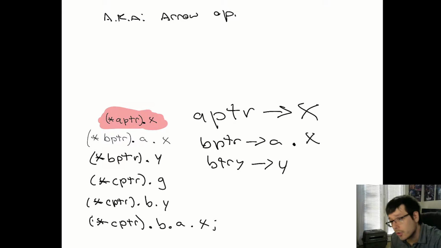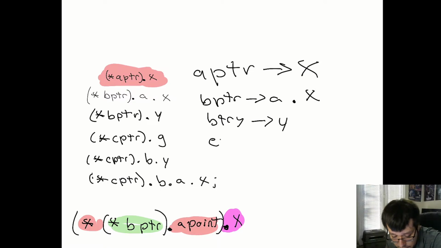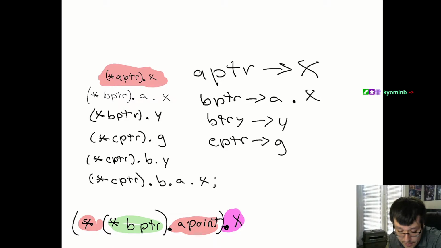And by the way, how do you do the arrow on the keyboard? It's literally a minus sign and a greater than sign like that. And don't put any space between them. So it's not like you're doing a special character or something. Same with the CPTRG. You just do CPTR, arrow, G. Next one, CPTR, arrow, B dot Y. So you're only replacing with the arrow whenever you want to get rid of parentheses and whatnot.